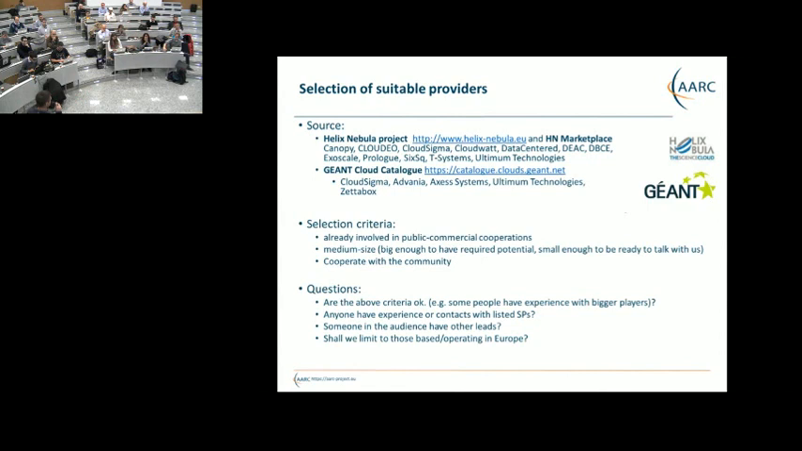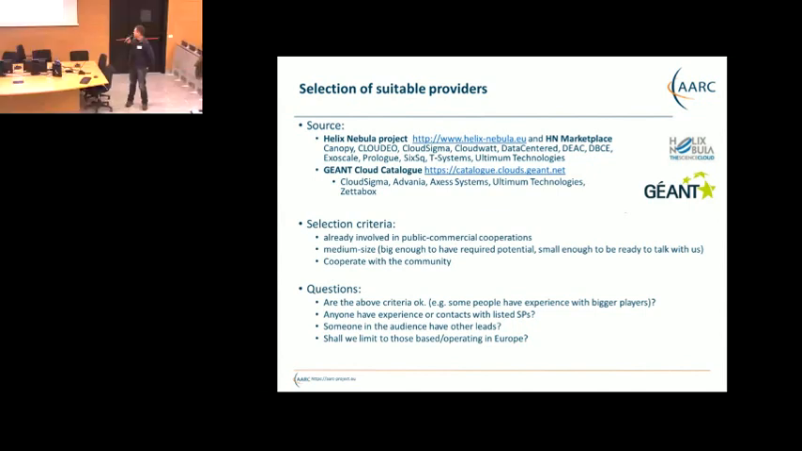That's the reason why the first question is to select the community and use case, and plan the whole work for the community and this use case. But also we have to select some partners from the commercials to work with. We did some desk research. Our colleagues from CERN advised to look at the Helix Nebula project because there are some commercial providers involved who are already involved in commercial and public cooperations. We think that this kind of companies will be more happy to work with us.